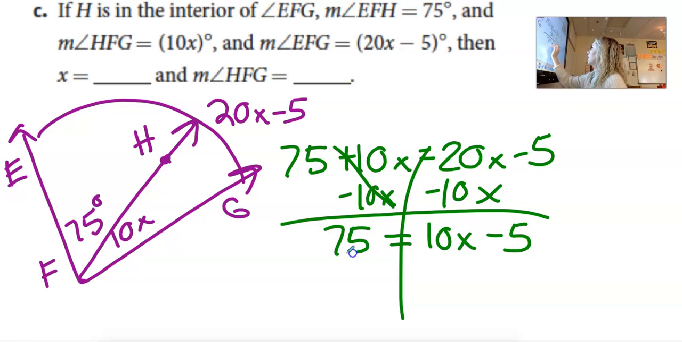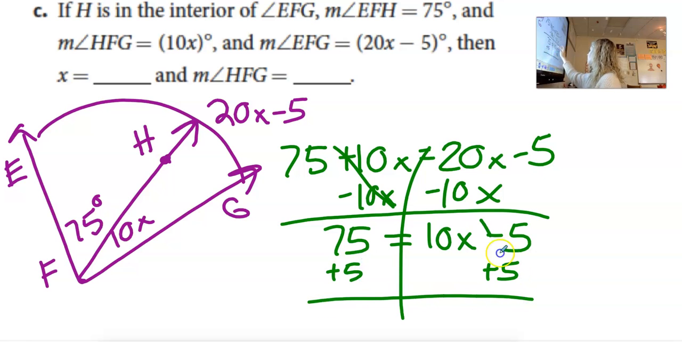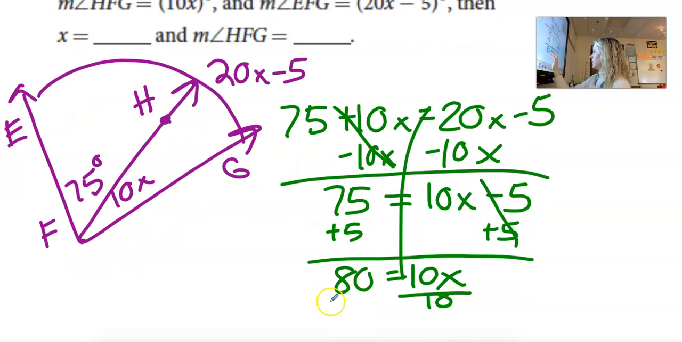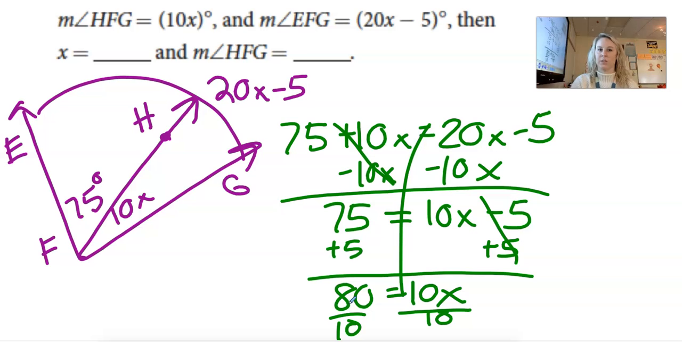Drop down 75. So now I'm trying to get my numbers to the opposite side, so I need to add this 5. You would get 80 equals 10x. Divide by 10 to get 8. Okay? So my x value is an 8.